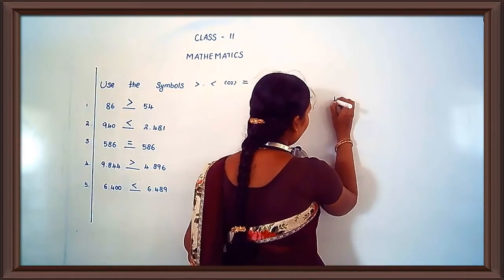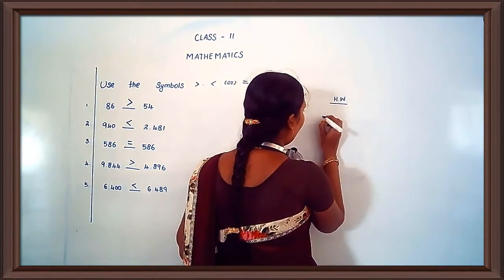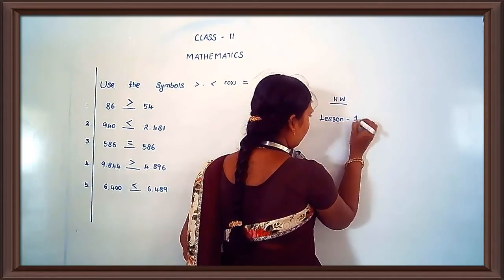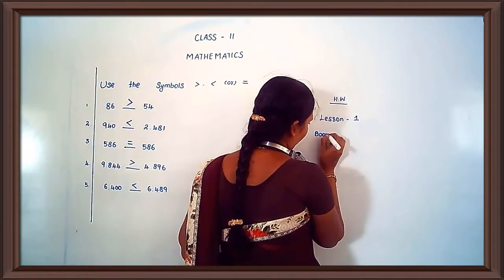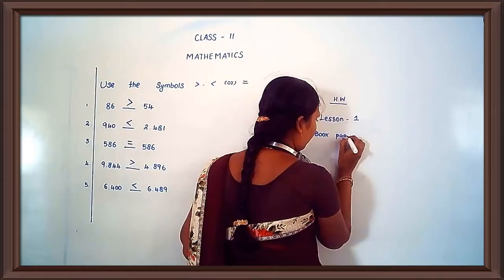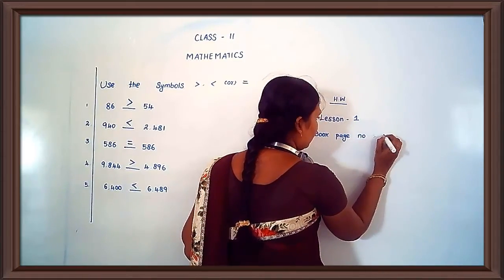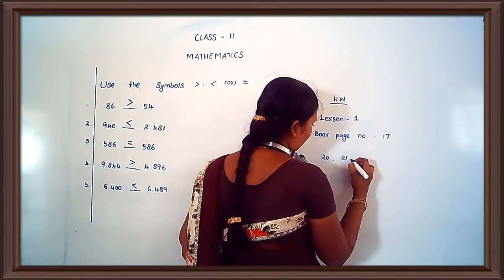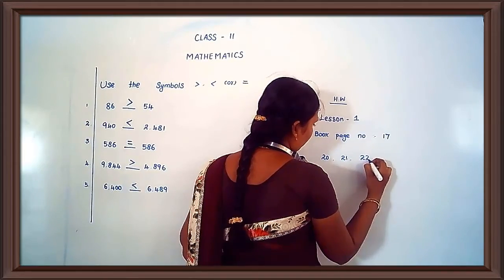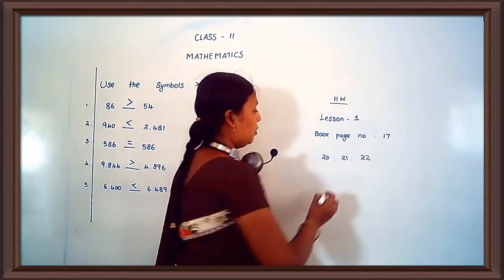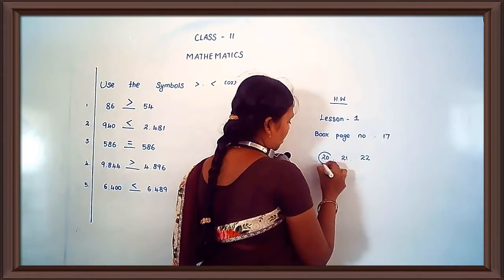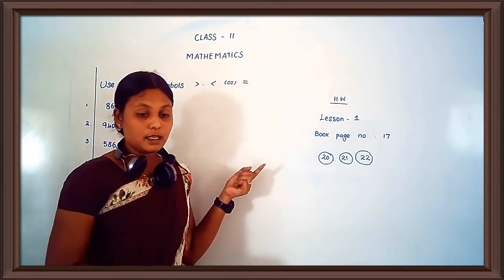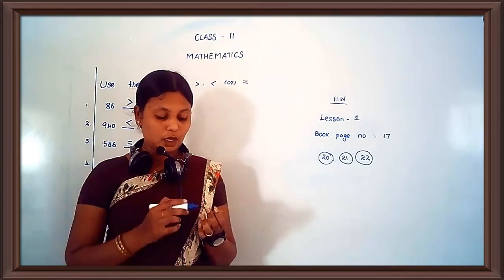Today's homework: lesson 1, book page number 17, 20th question, 21st question and 22nd question. This is today's homework. You do it yourself. Don't copy from others.